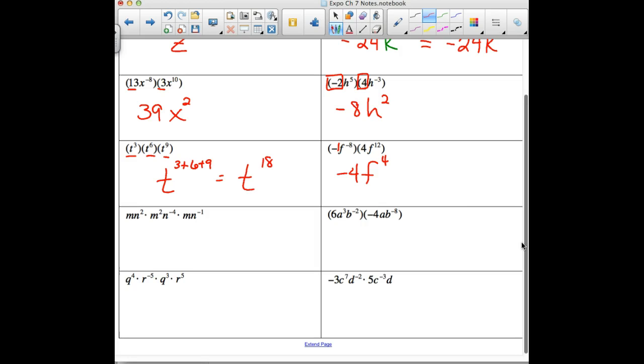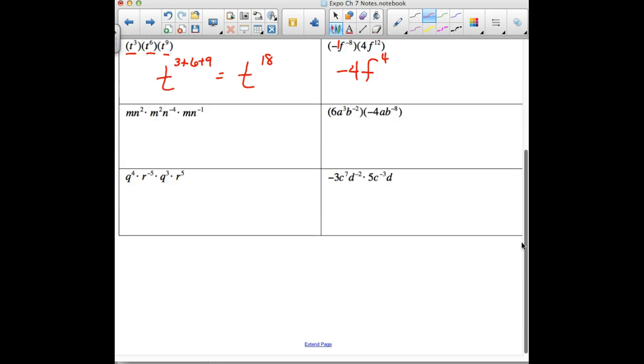All right, in the next one, notice that some of them are m's and some of them are n's. We can put all the m's together and we can put all the n's together. Let's start with our m's. Here we have m to the first, we have m squared, and we have another m to the first. Combining those would give us m to the fourth. When we look at our n's, the first one is an n squared. Then we have an n to the negative 4 and an n to the negative 1.